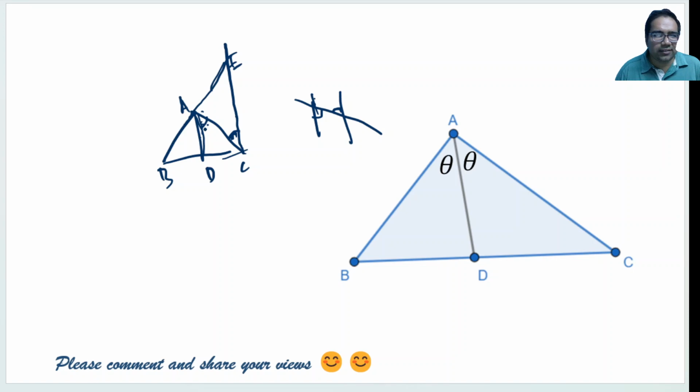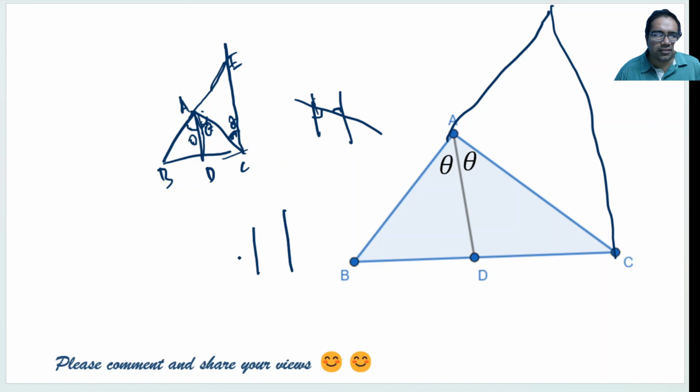This angle is theta, which equals this angle. Now this angle is also theta, as we are extending the parallel line like this. This is theta, this is theta, and this is also theta. Again, these two are parallel lines and this is a transversal, so this angle should be equal to this angle. If this is theta, this is also theta.